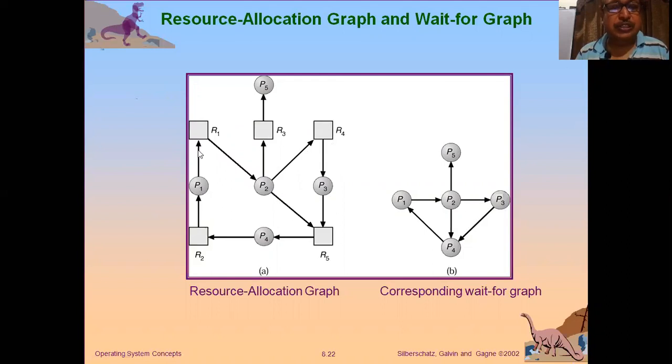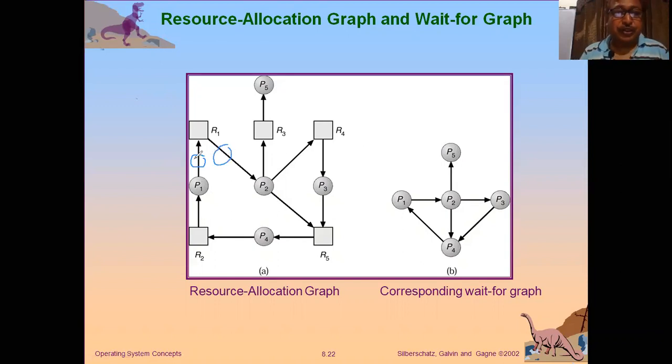P1 is requesting one instance of R1, whereas one instance of R1 has been allocated to P2. This is a request edge and this is an assignment edge. So P1 is requesting resource type R1 and R1 has been allocated to P2. Similarly, P2 is requesting resource type R3, which has been allocated to P5. So this resource allocation graph basically shows the system state at present time.